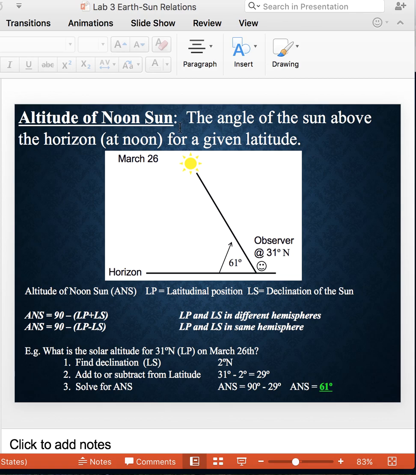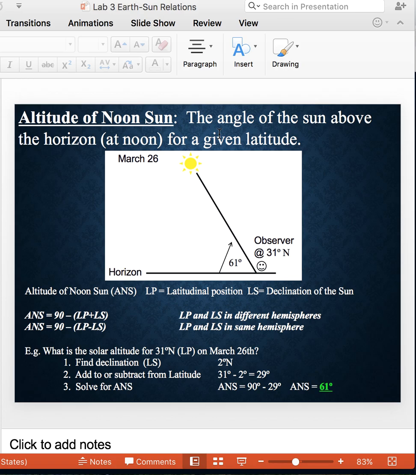The altitude of the noon sun, which is ANS, will depend on latitude. Because the Earth is a sphere, the sun can be directly overhead at only one latitude shown by the analemma on any day. As the Earth moves in its orbital path and the declination of the sun changes, the ANS also changes. If you know your latitude, the ANS can be determined for any day of the year. So the ANS is going to be the angle of the sun above the horizon, as that's the definition. ANS is angle of the sun above the horizon.